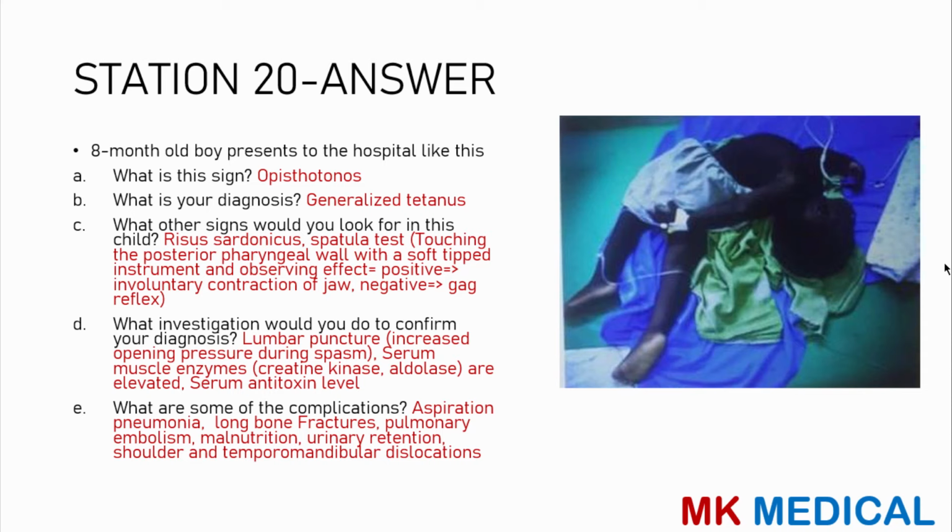Then what investigation would you do to confirm your diagnosis? So usually, tetanus is diagnosed clinically, but you may do a lumbar puncture, which may show an increase in opening pressure, especially during the spasms. You may check for the levels of serum muscle enzymes, such as creatine kinase, even aldolase, that may be elevated. You may also check the levels of serum antitoxin levels. And if they are very high, it means that this child most likely may not have tetanus.